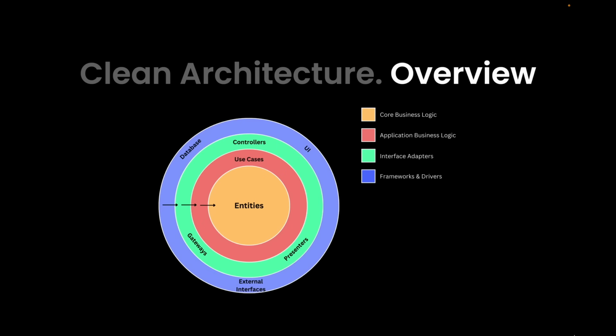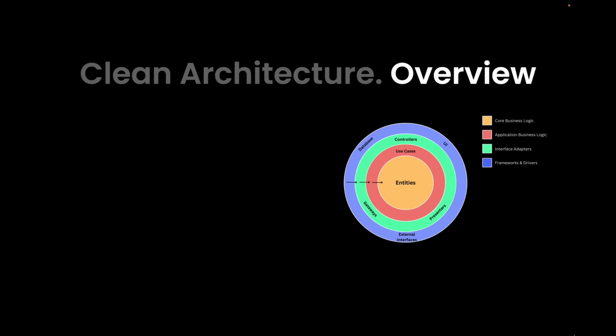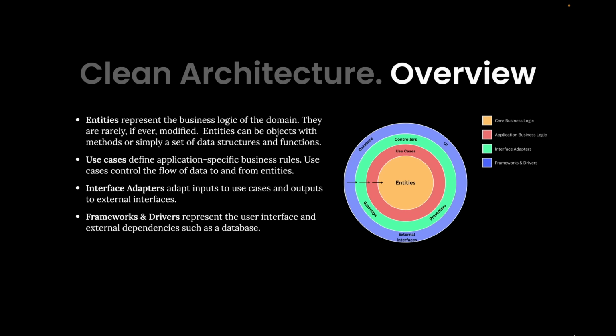Dependencies always point inward. The inner layers don't know about the outer layers, but the outer layers depend on the inner layers. Entities are pure business logic. They don't care about UI, they don't care about databases, and they don't care about the frameworks. For example, think of a banking app. Entity doesn't care if the data is stored in MongoDB, PostgreSQL, or even local storage. It only cares about the business rules, like how transactions work or how overdrafts are handled.